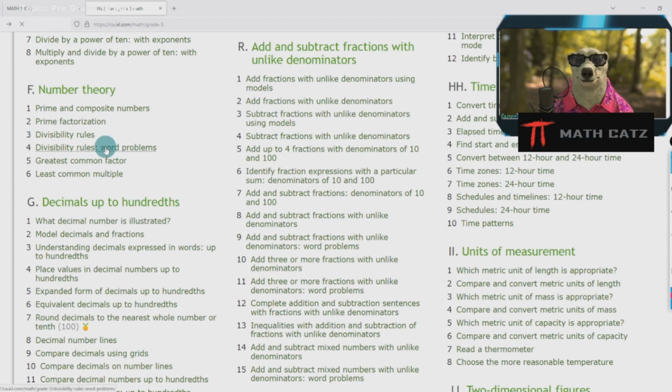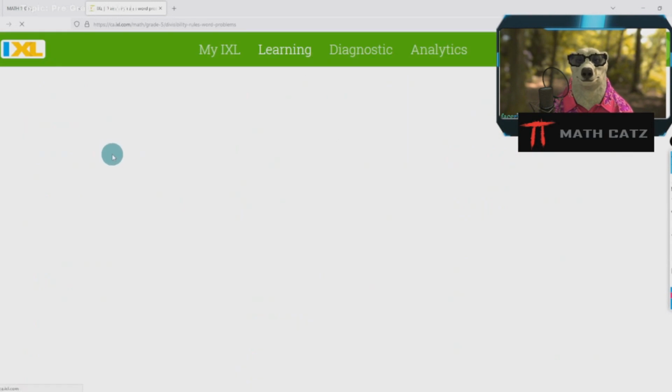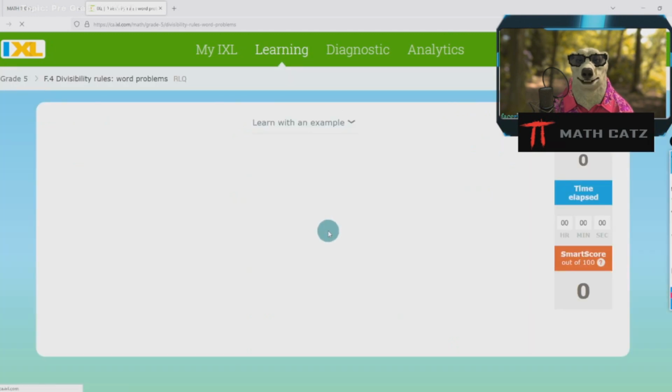Word problems. Ooh. That's going to be fun.